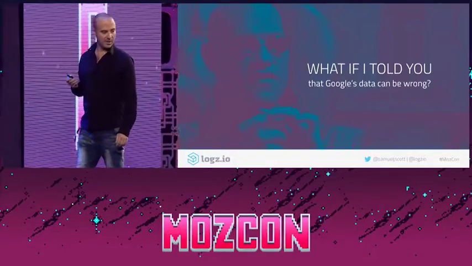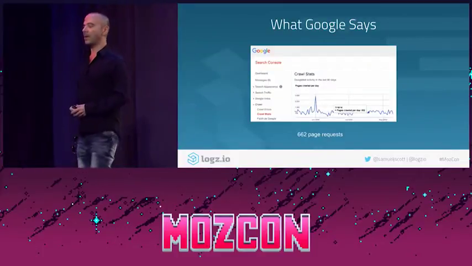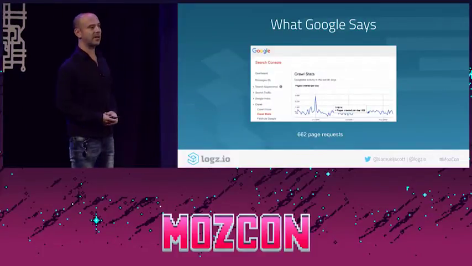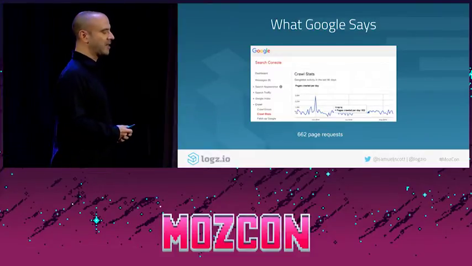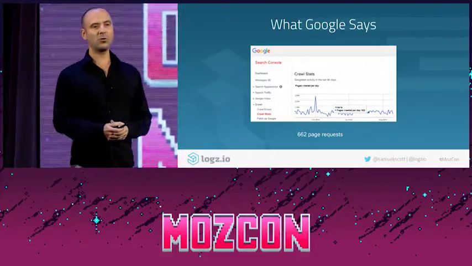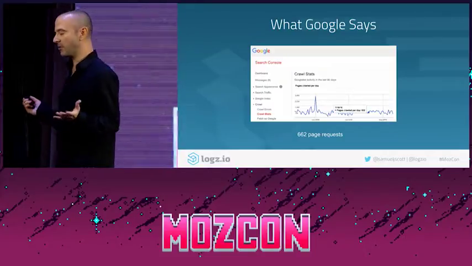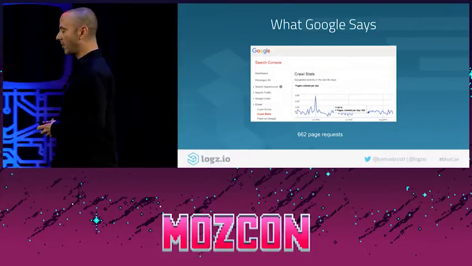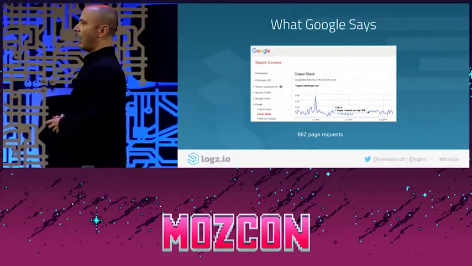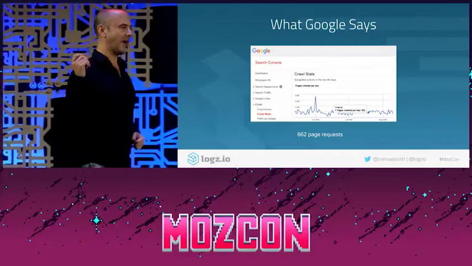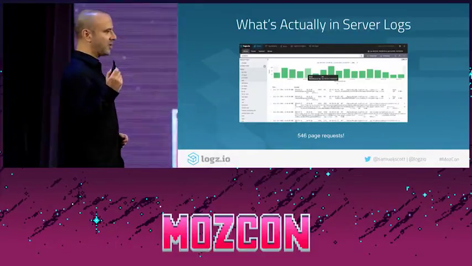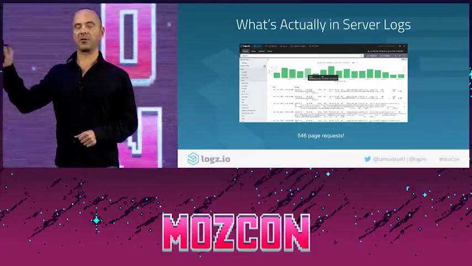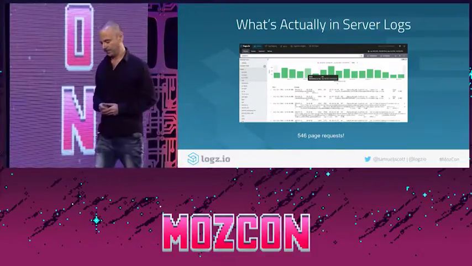In preparation for this talk, I did some research on my own company's website. I looked in Google Search Console to find out how many times Google crawled our site on a particular day. You'll see the number there. I wanted to compare that to what actually happened in our server logs. As you can see, the number in our server logs is different.